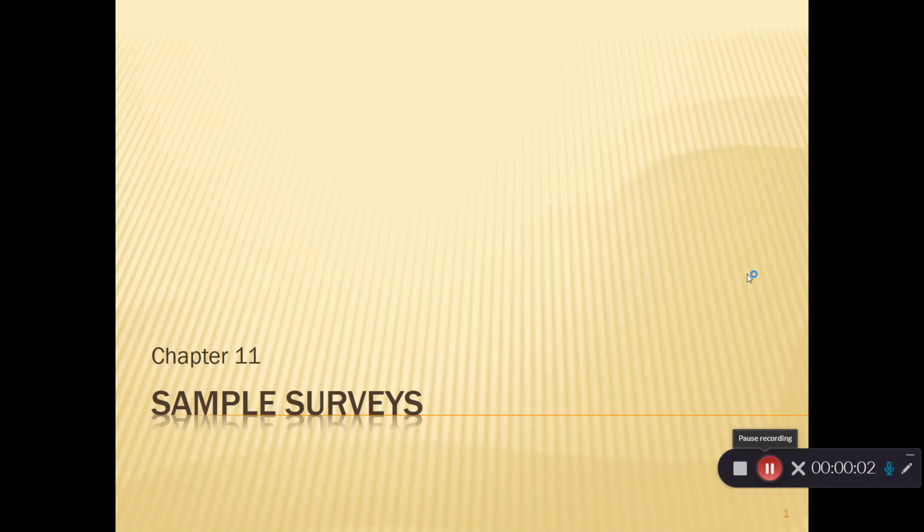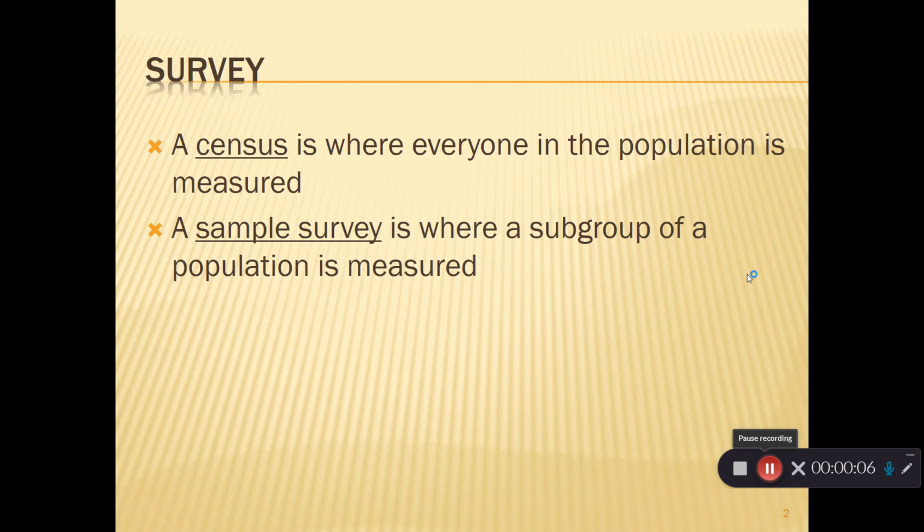One method of collecting data is through surveys. So we can do a survey of the entire population, which is called a census, or we can do a survey of a small subgroup of the population. That would be a sample survey. So a census isn't always possible to do.